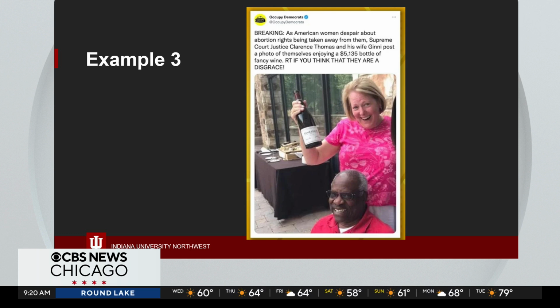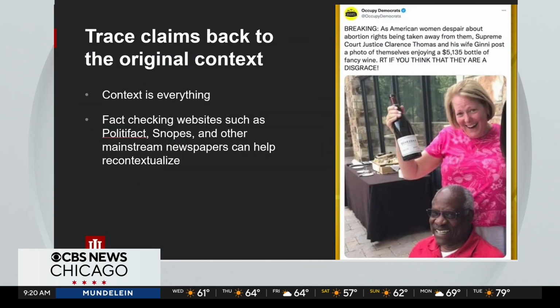So this is a meme, a Twitter post that went viral, published by Occupy Democrats, a protesting group that leans heavily on the left side. This post went viral during the Dobbs decision in 2022. In the political arena, everyone was very charged and very upset about Roe versus Wade being overturned because of the Dobbs decision.